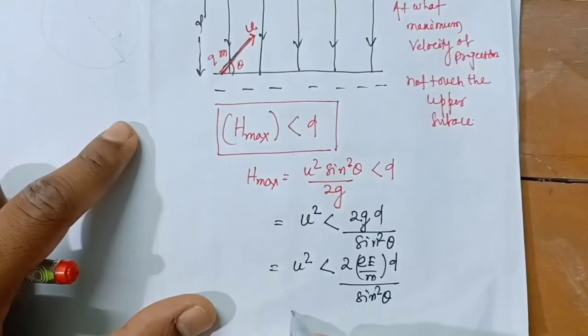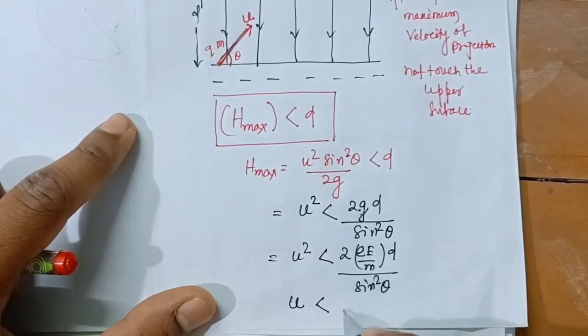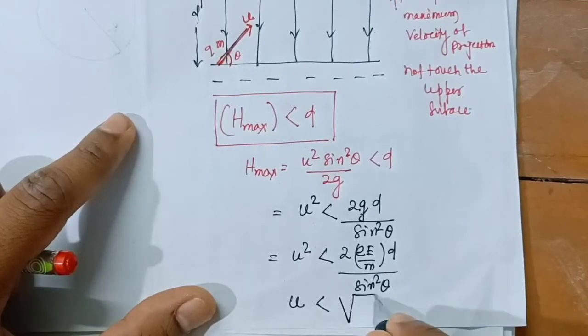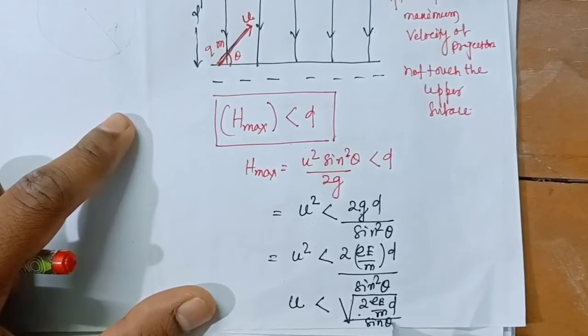So u should be less than the root over the whole thing: root of 2 E by m d, upon sine square theta. If you take the square root, only sine theta will remain.